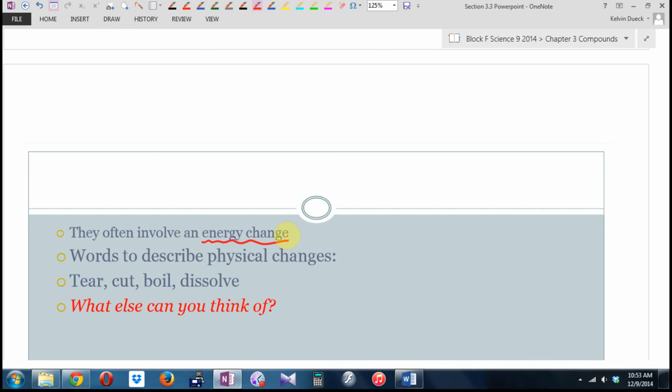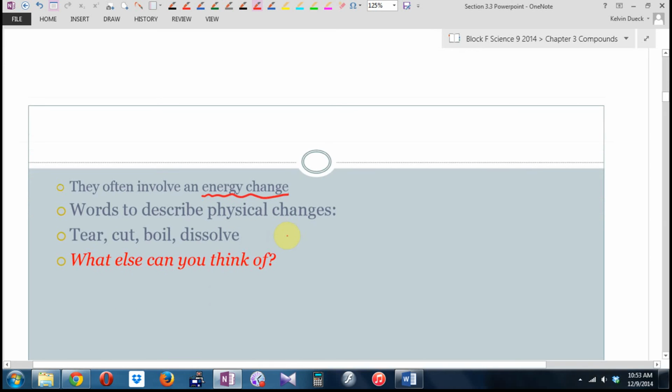Words to describe physical changes. Tear. Cut. I think I gave you cut. Boil. Dissolve. Anybody else, can you think of any other words that you think might describe a physical change? I got to be careful.